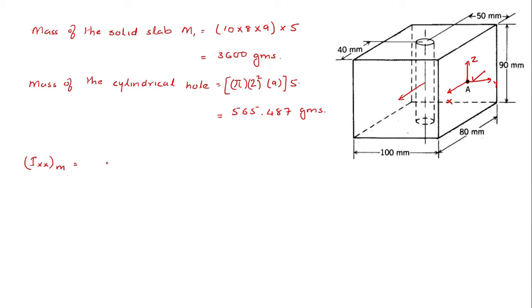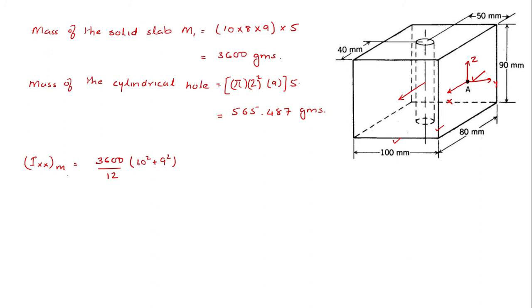That will be equal to m by 12, that is 3600 gram, the total mass, divided by 12, into a square plus b square, the corresponding lengths that are perpendicular to that axis. So that would be this 10 centimeter or 100 mm as well as 9 centimeter, this length as well as this length here. So into 10 square plus 9 square.